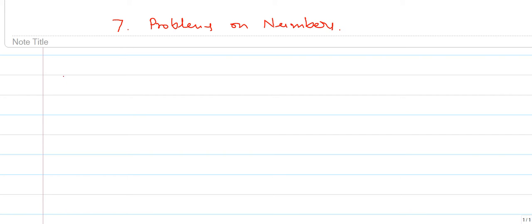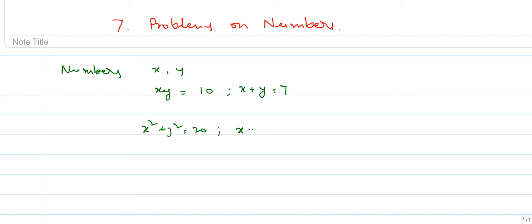That means this basically contains some numbers, just like puzzle type of things. Maybe two numbers x, y are there. The product of these numbers is maybe 10 and the sum of these numbers is 7. What are the numbers? In that type, questions will be asked. Or maybe something like x square plus y square is equal to 20 and x minus y is equal to 2. So what are x and y? In this type, some different combinations are asked.